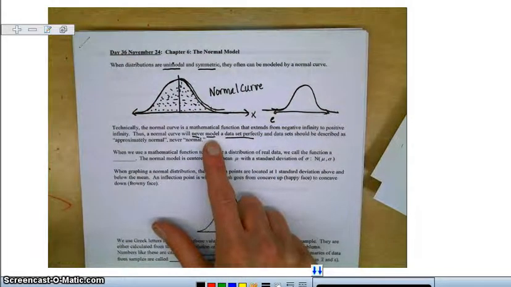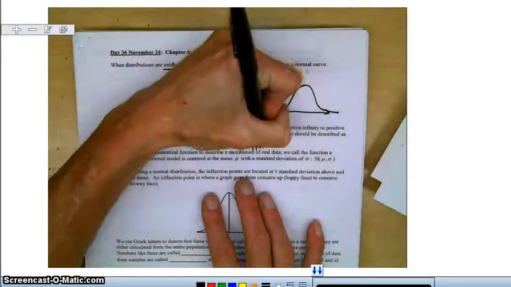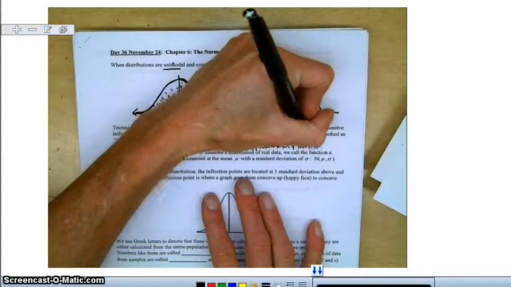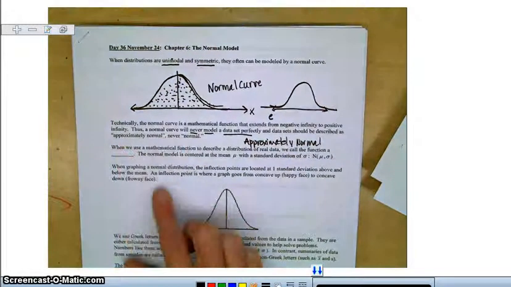So this curve can't truly exactly model data. So we never say we have normal data. We always say we have approximately normal. Who's normal anyways, right? A data set should be described as approximately normal, never normal.